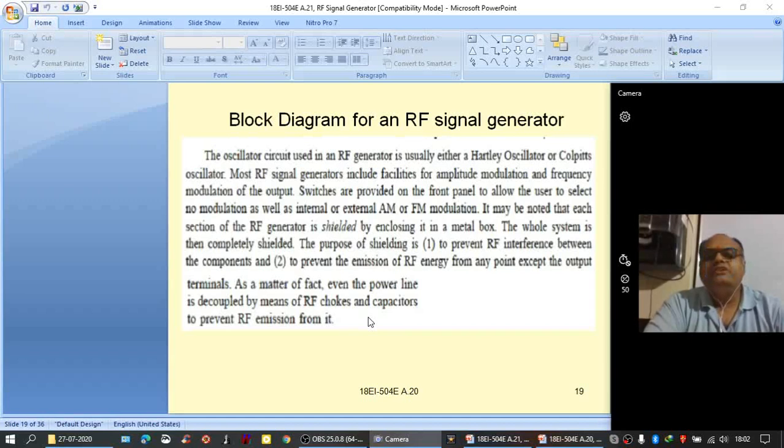So in order to prevent all these high frequency signals, the power line is also decoupled by means of shielding, and only whatever is the excitation, that is the 230 volts, 50 hertz RMS signal, is available, and that only is given as input to the signal generator.